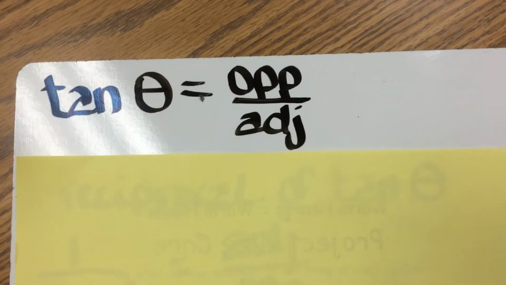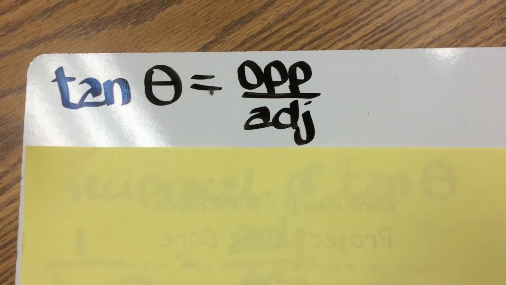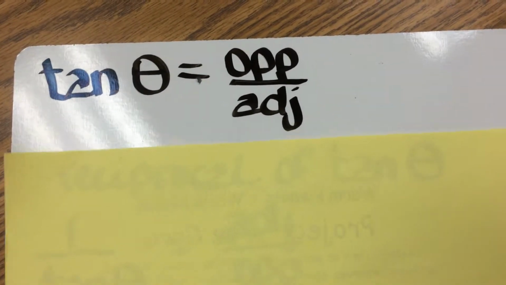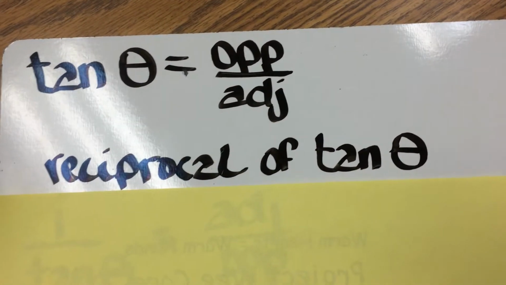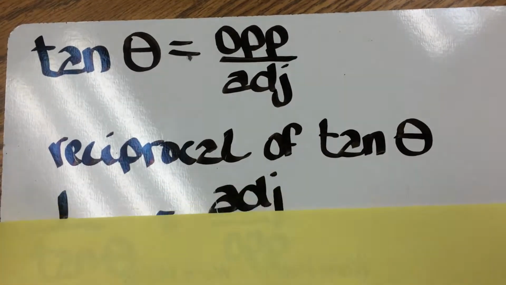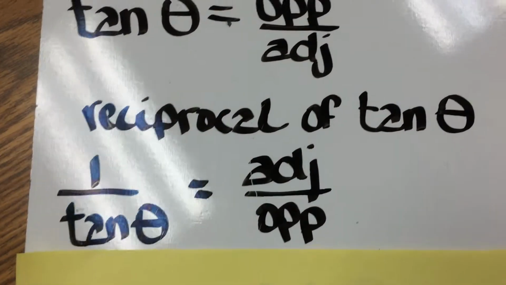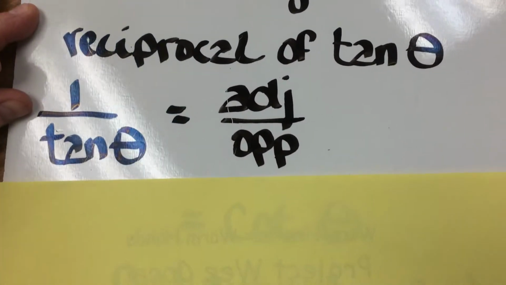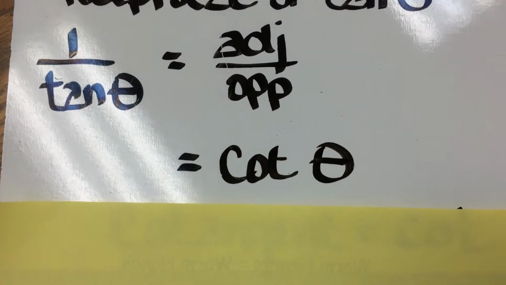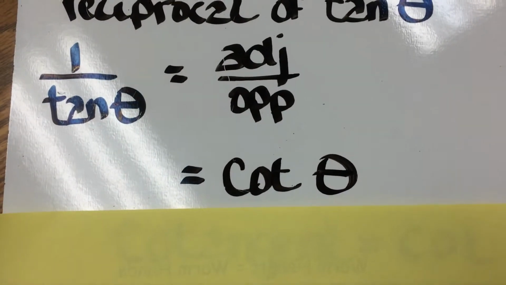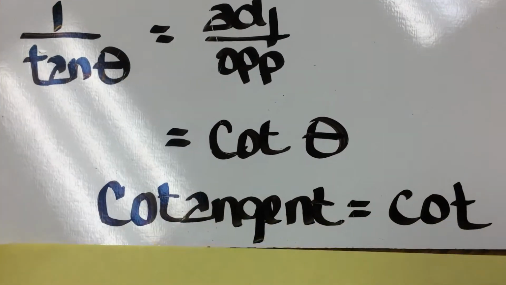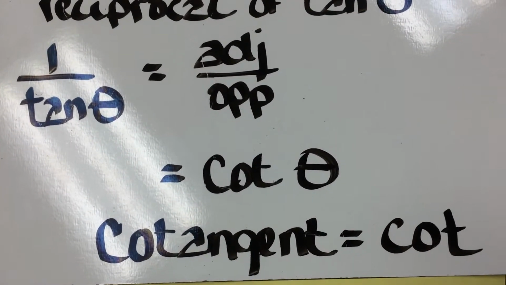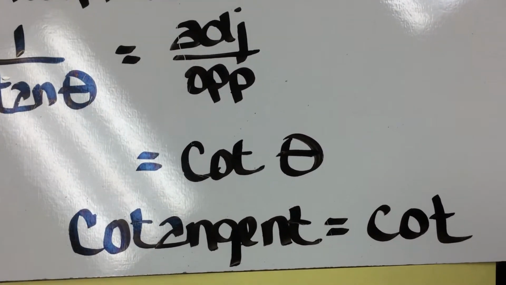Okay, we're down to finding out our last one. I bet you can guess what I'm going to do here. I have the tangent of theta is equal to opposite over adjacent. So I'm going to take the reciprocal of tangent theta. So flipping both of those, it ends up with 1 over tangent theta is equal to adjacent over opposite. And this is what we call cotangent theta. COT is the abbreviation that we use for cotangent. So the reciprocal of tangent theta is equal to cotangent theta.